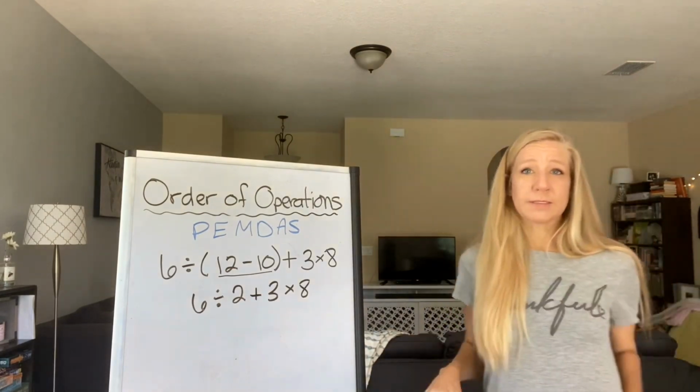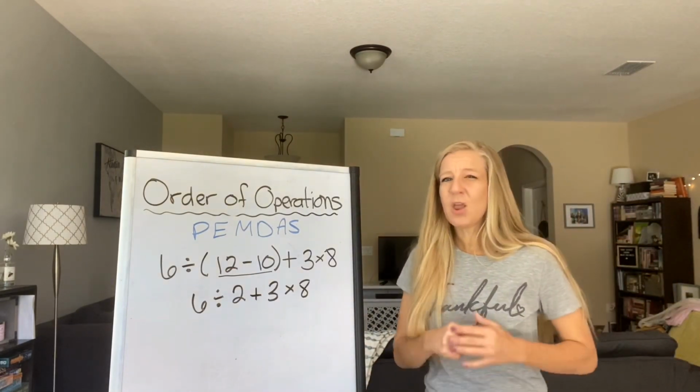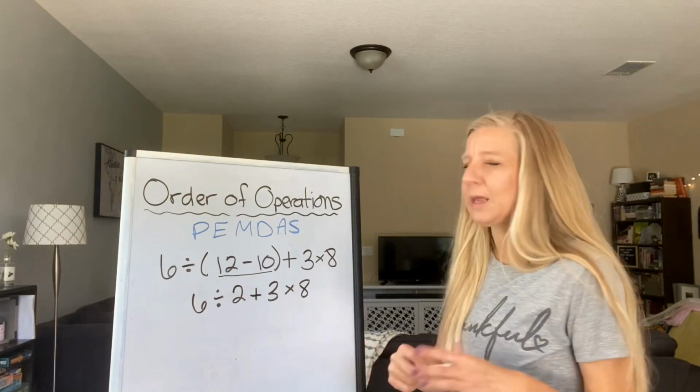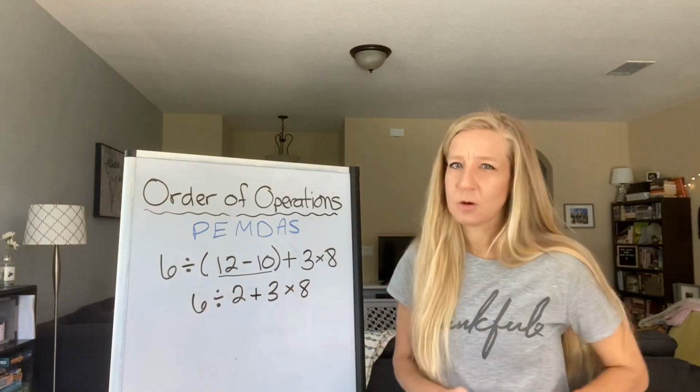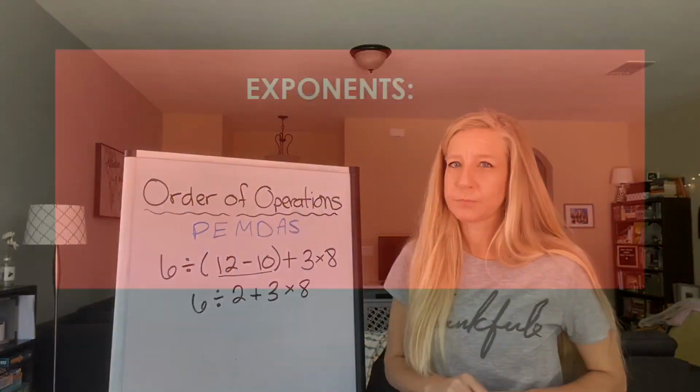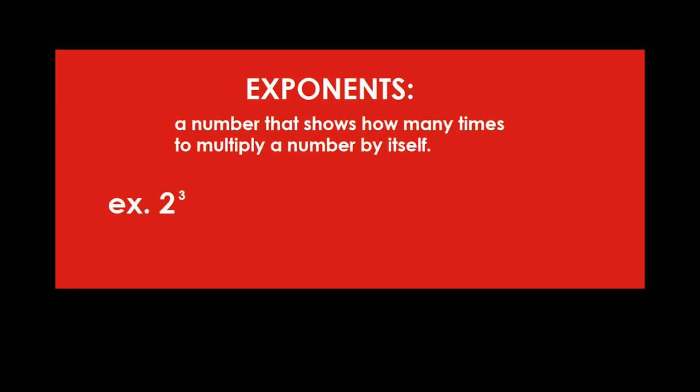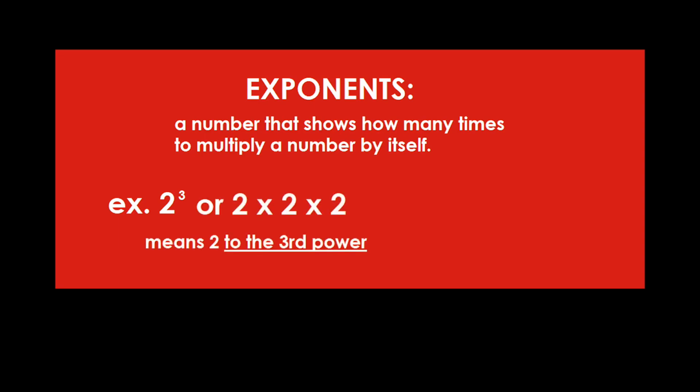So I did my parentheses. Now we move on to exponents. We are not talking about exponents quite yet. Let me just give you a little side note about what exponents are. An exponent is a number that shows how many times to multiply a number by itself. So for example, 2 with the little 3 means 2 to the 3rd power, which would be 2 times 2 times 2, which would be 8. So that little 3 is an exponent.